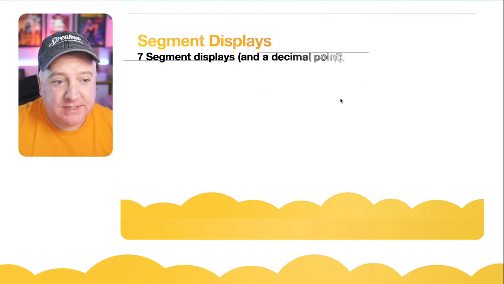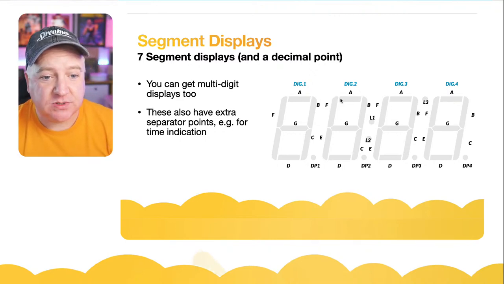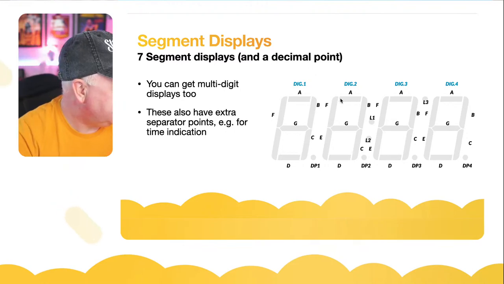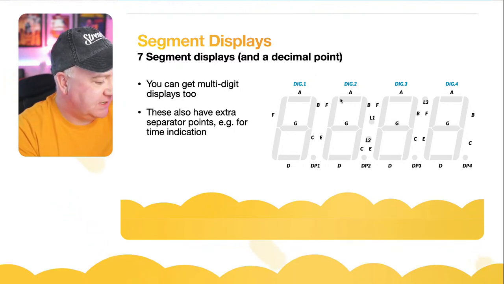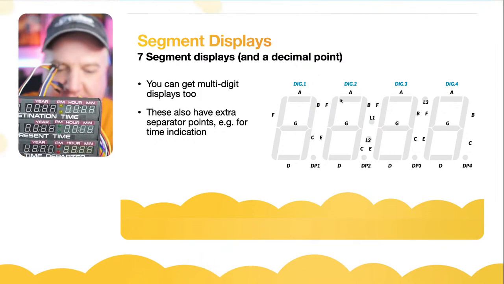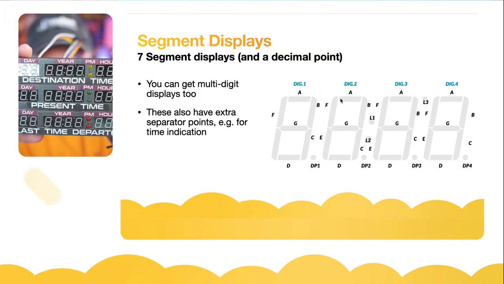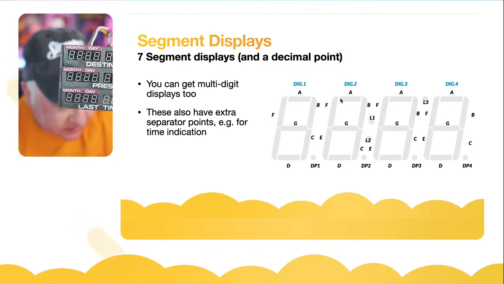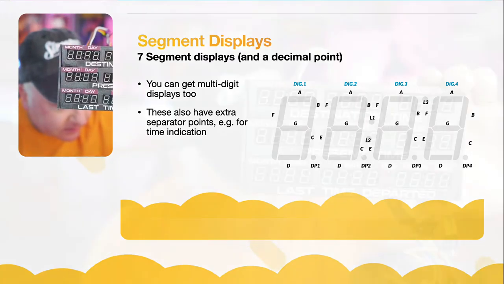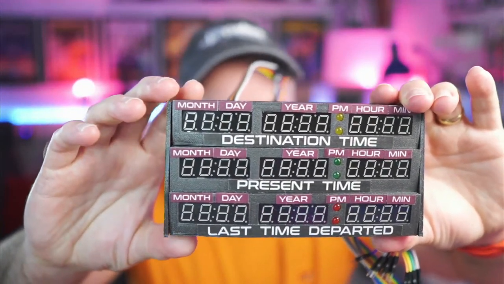So that was a single digit. You can get them with multiple digits as well. So this is the variety that I have. Let me just grab hold of it for a second. If I just go full screen for a second, I can show you this. It really is not wanting to respond to that, is it? So this is the one that I've got.